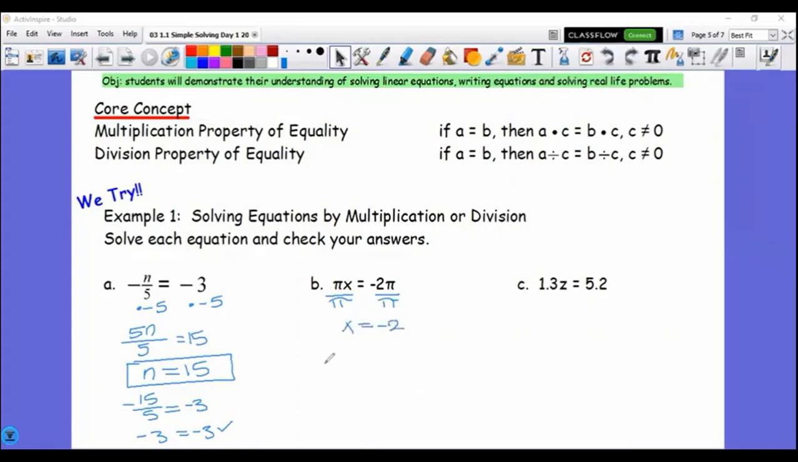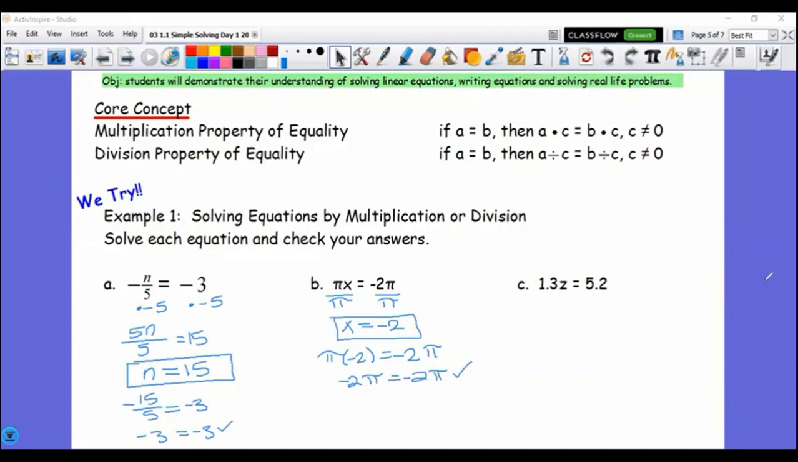Again, I want to double check my work. Oh, my apologies. Let me just start that over. I got ahead of myself. Pi times negative 2 equals negative 2 times pi. So I've checked my work. They equal the same thing. So x equals negative 2.